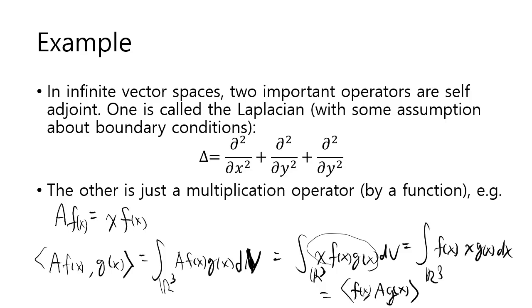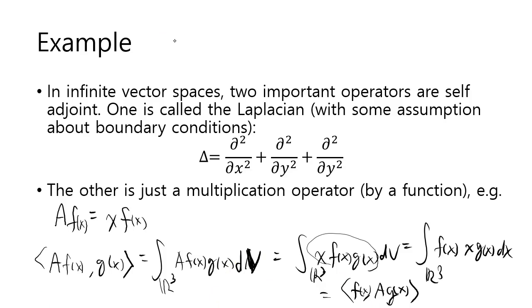So we see that A can be moved from here to there, therefore it's self-adjoint. Now, the multiplication operator being self-adjoint is another important fact, and in quantum mechanics, a lot of times you're going to see this Laplacian operator and multiplication operator working together.